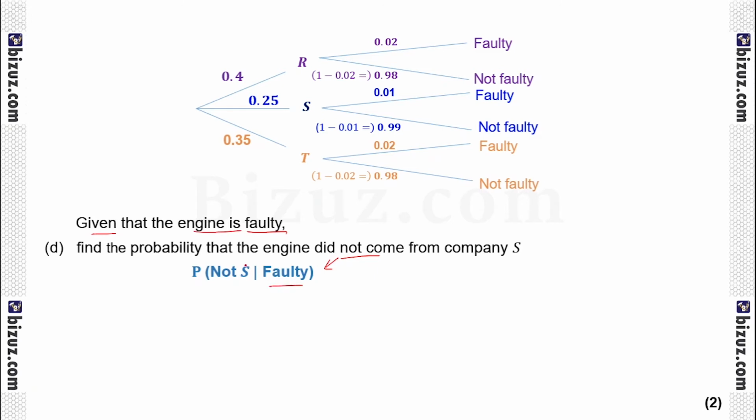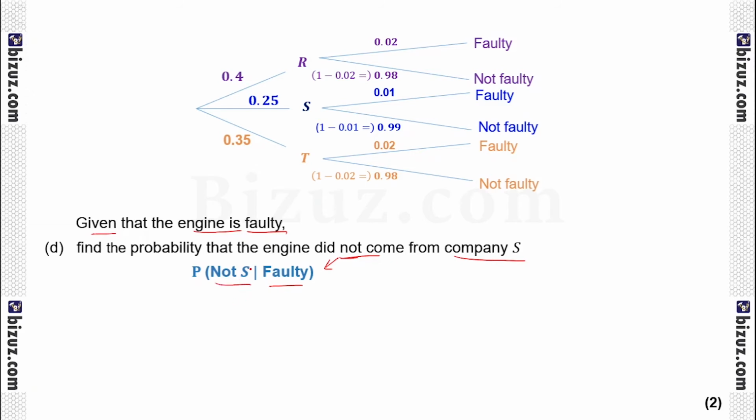So this is given, for given probabilities, we write it like this, a bar here and it's on the right side. Now, given that it's faulty, we need to find the probability that the engine is not from company S, so not S.